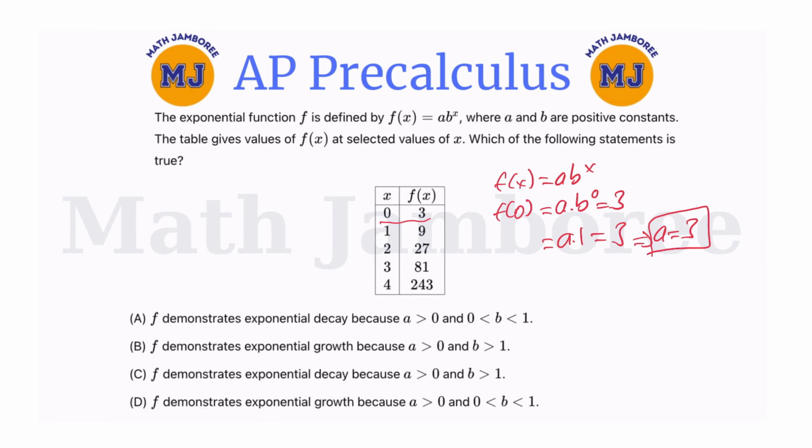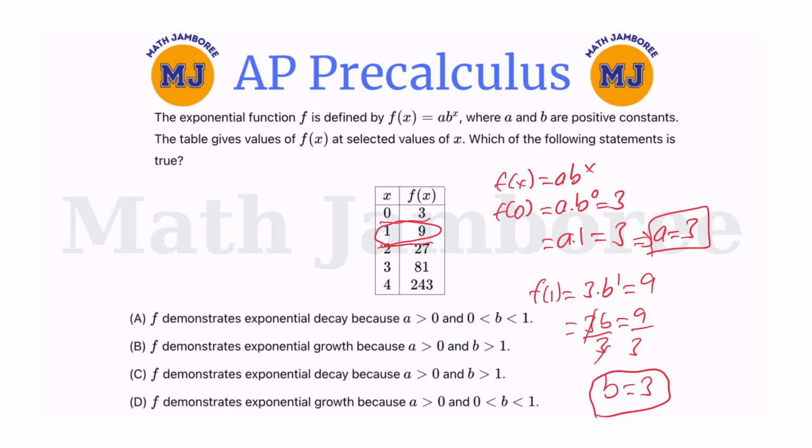To find the value of b, we will use the second data point, f of 1. 3 times b to the power of 1 is equal to 9. So this means 3b is 9. We will divide both sides by 3 to find the value of b, and b will be equal to 3.